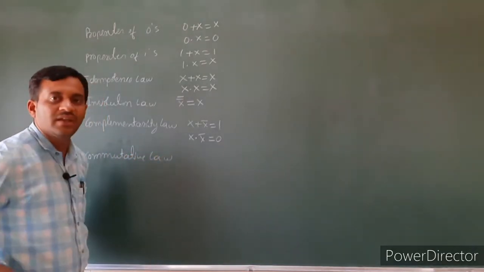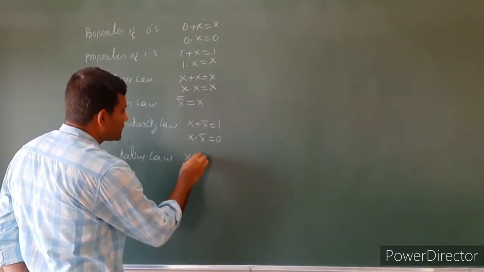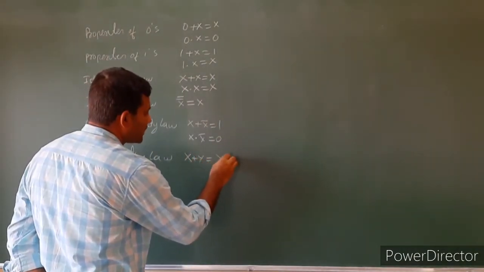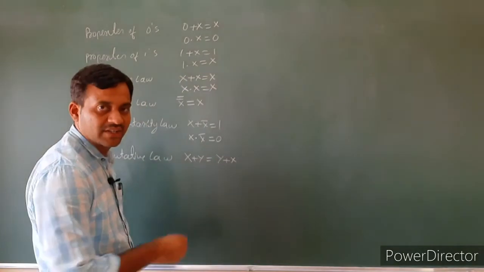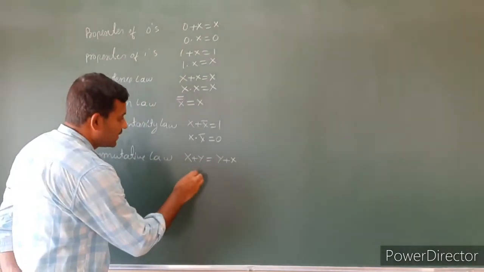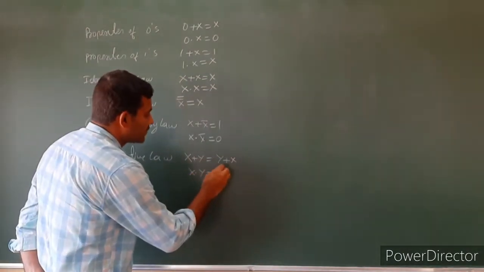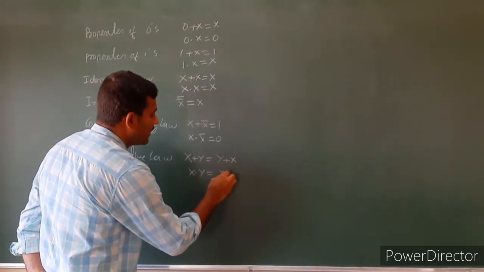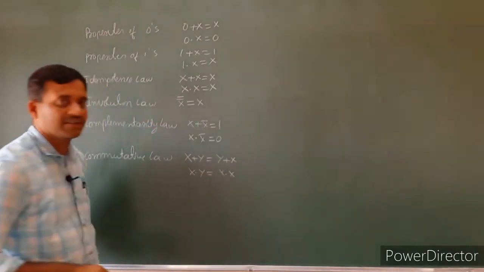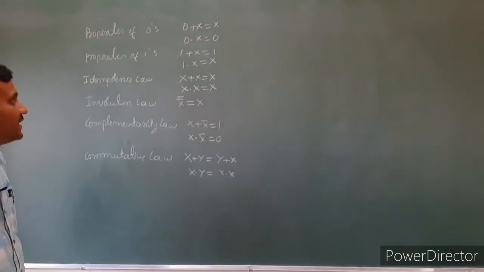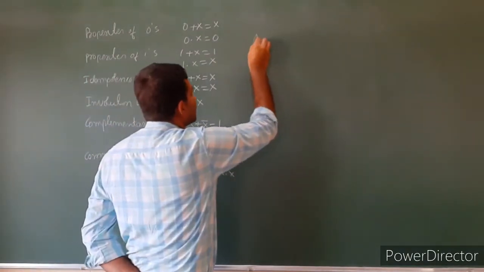Commutative law. Commutative law means x plus y is equal to y plus x over addition, and over multiplication, x into y is equal to y into x. That is the commutative law. Next one is associative law.